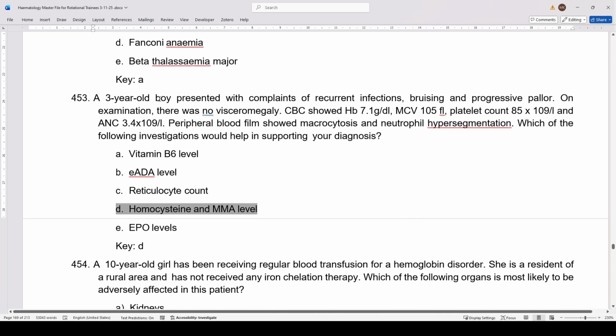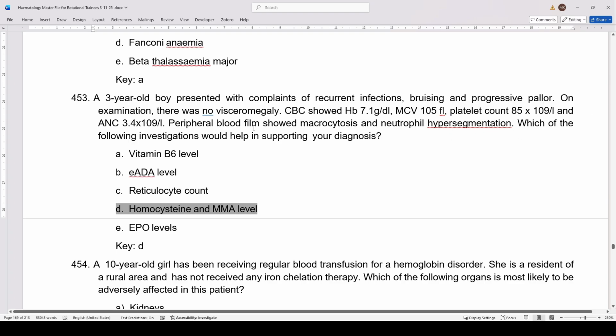Next is a 3-year-old boy presented with complaints of recurrent infections, bruising, and pallor. On examination, there was no visceromegaly. CBC showed hemoglobin of 7.1 and MCV is increased. Okay, so it can be a case of macrocytic anemia. Platelets are 85. ANC is 3.4. Peripheral smear showed macrocytosis and neutrophil hypersegmentation.